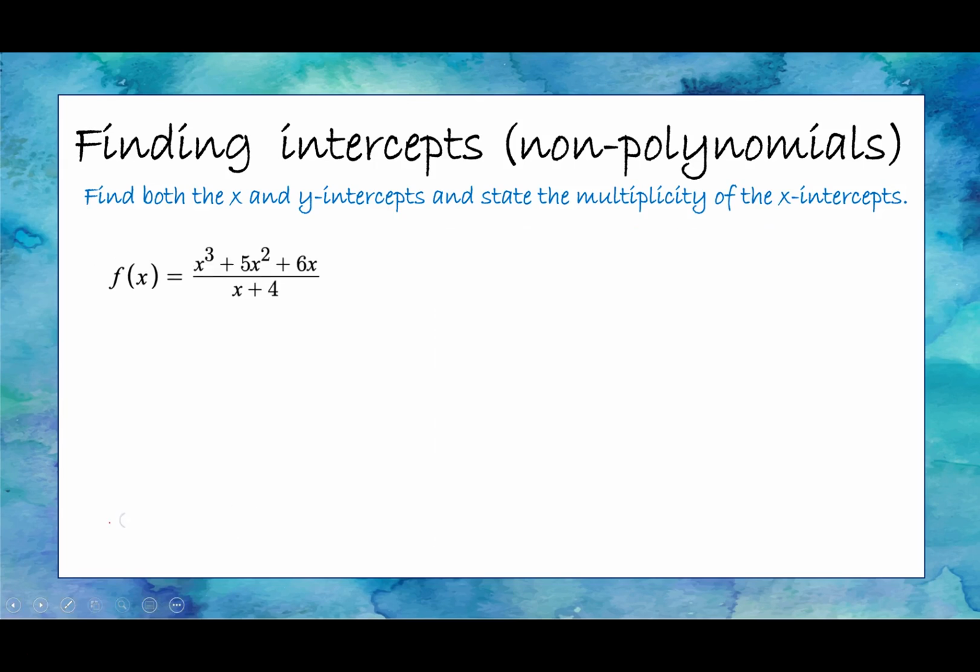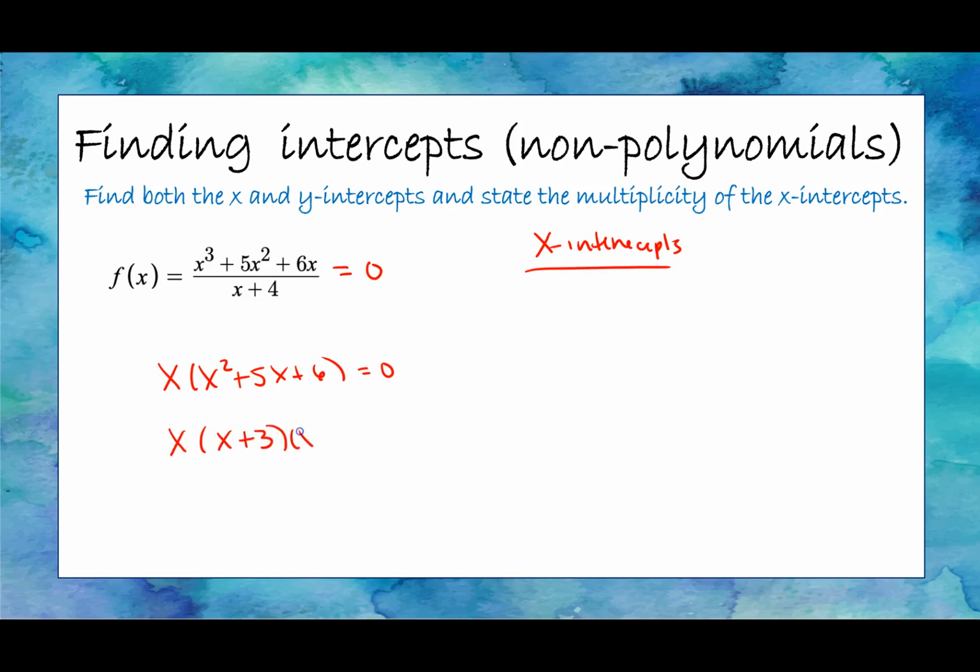Sweet. I think we'll just do one more and we'll call this good. So find the x and y-intercepts and then state the multiplicity. So let's go ahead and attack our x-intercepts. So that's when I'm setting this equal to 0. I'm going to factor out an x, and that gives me an x squared plus 5x plus 6 equals 0. And that's going to be an x times an x, let's see, a 3 and 2, right? Because I'm trying to add to 5 and multiply to 6, so that's 3 and 2.